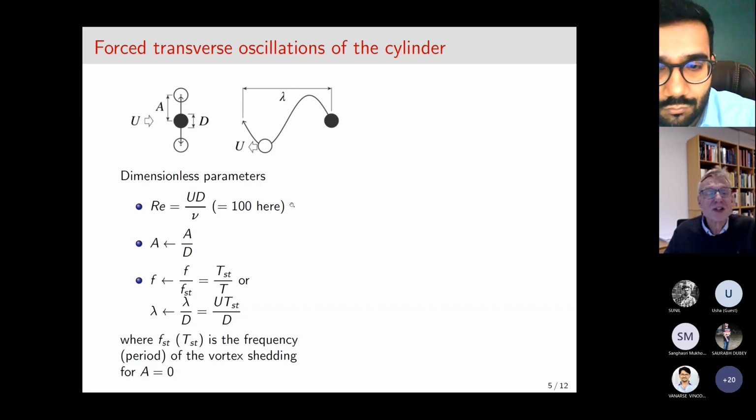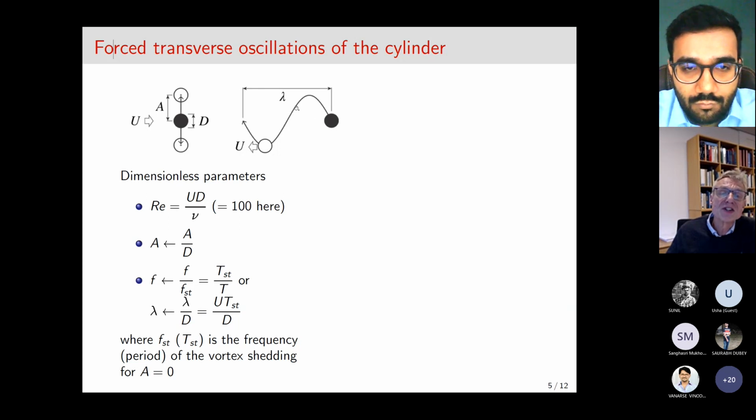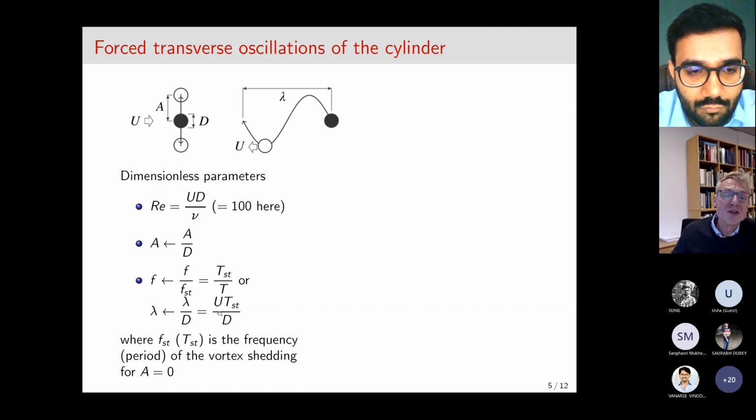And I will fix this to 100 in this study here. Then there is the amplitude of the oscillations of the cylinder. These are forced oscillations, and you can then either describe the frequency of the oscillations or the wavelength of the oscillations as described here. And you will non-dimensionalize these quantities relative to the frequency or the period of the shedding frequency, the periodicity of the flow when the cylinder is stationary.